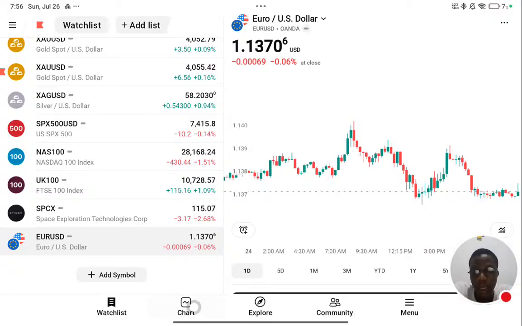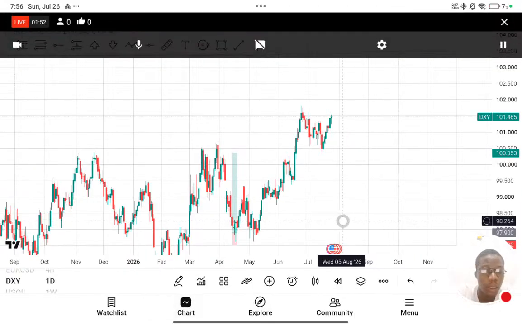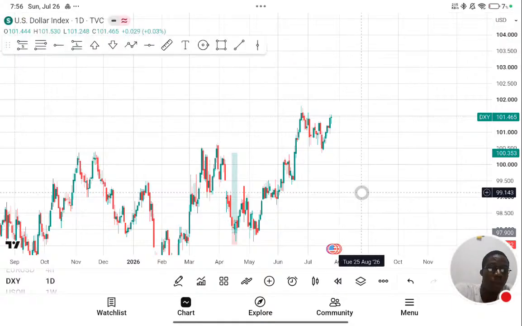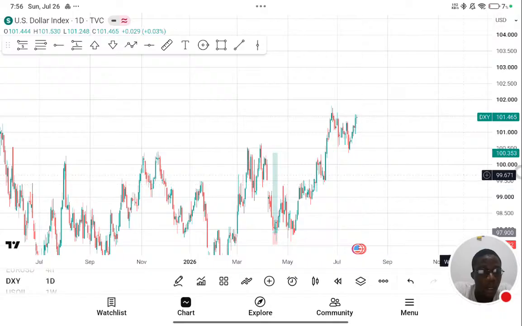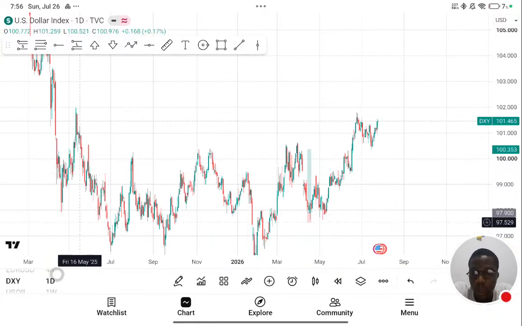So basically that's it. The way we look at the chart is basically support and resistance and normal market structure that everybody knows, and that's just basically what we do here. And yeah, so we'll start checking out the DXY.